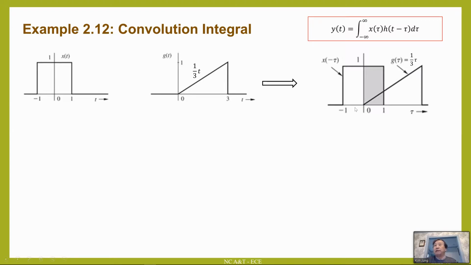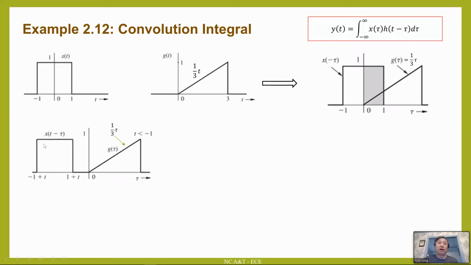So even if you flip it as it is, then we have some overlap area. But we are not going to start at this point, because we need to further shift it like that. So this rectangle shifts to the left or right depending on the t value. Suppose t equals 2, t equals -2, t equals -3, something like that.